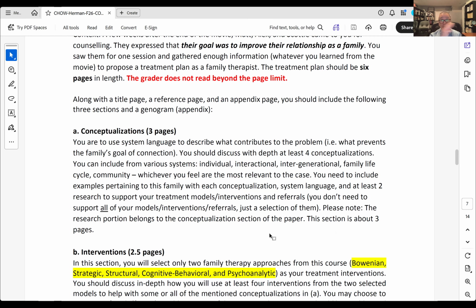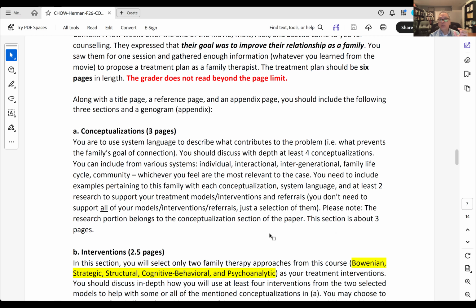Family life cycle: the life stage they are in. What is normal, what is not normal, what is predictable, what is not predictable. You need to track that. And also community: is the community they belong to also contributing to some of the issues they are dealing with? Again, I will come back and explain the details in one of the lectures, but for now I just want you to pay attention to that.